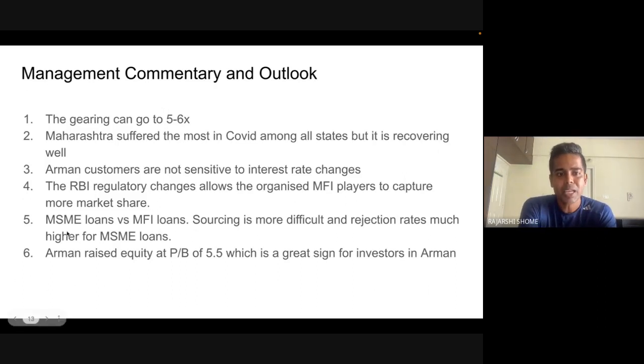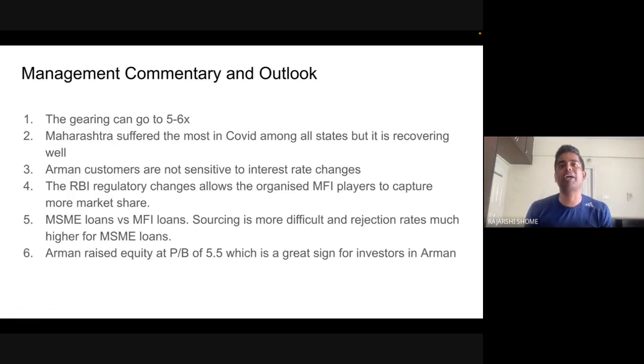MSME loans versus MFI loans. Now, since MSME loans are now, as you know, right, Arman will be shifting more and more towards MSMEs, right? So MSME में sourcing is more difficult because you have to give a higher ticket size loan, correct? So वहाँ पे the rejection rate will also be higher, right? Because somebody is trying to set up a new store or something. Let's say, for example, a kirana ka dukaan or whatever it is. So sourcing is more difficult as well, and the rejection rates are also high.